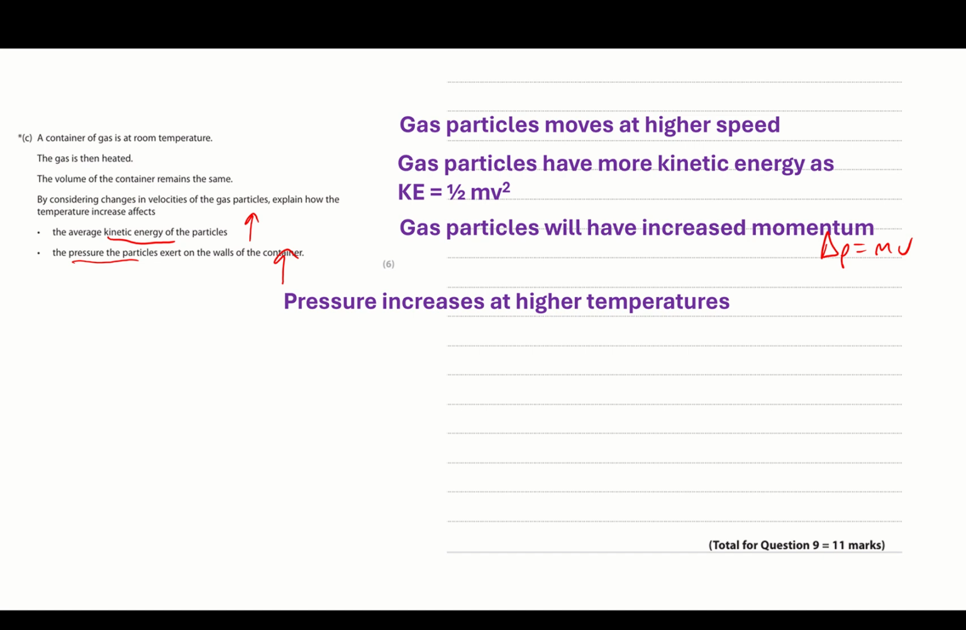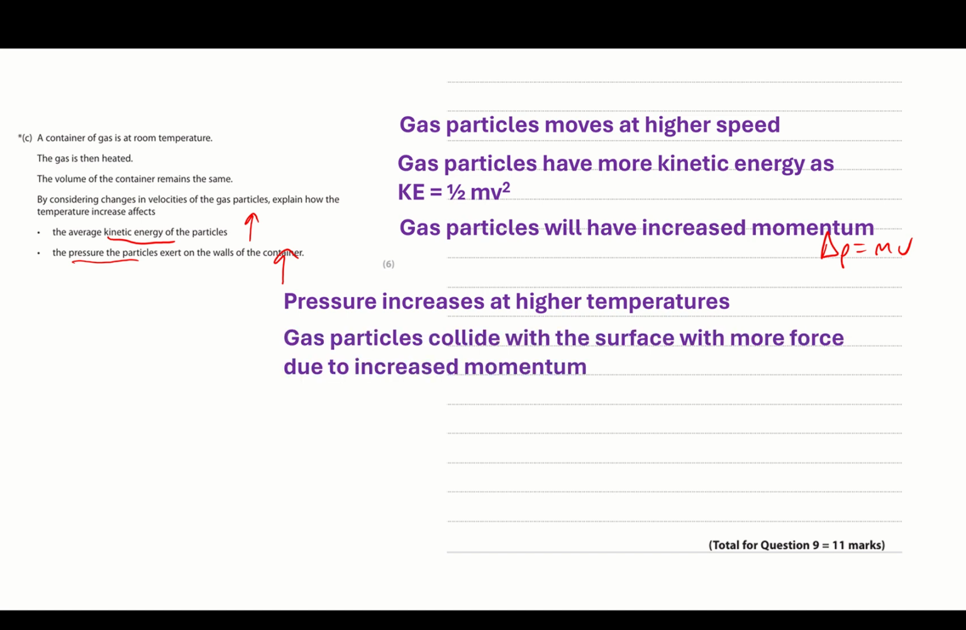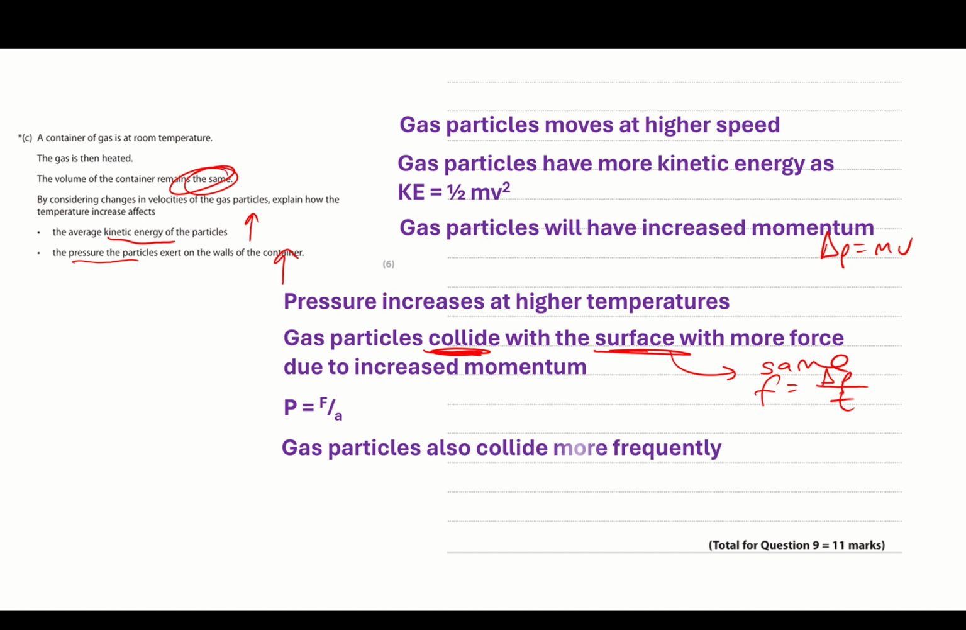So we've now talked about the average kinetic energy and their velocities and the impact there. So the pressure will increase. And now we're going to talk about how the gas particles collide with the surface with more force, and the surface area is the same because it tells you that there. The next one then is pressure equals force over area. If we wanted to, we could even add in here F equals delta p over t. So pressure equals force over area.